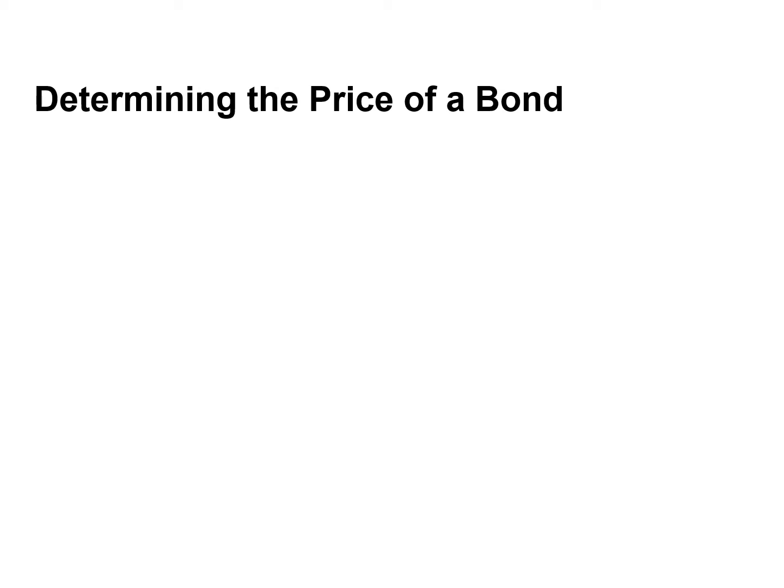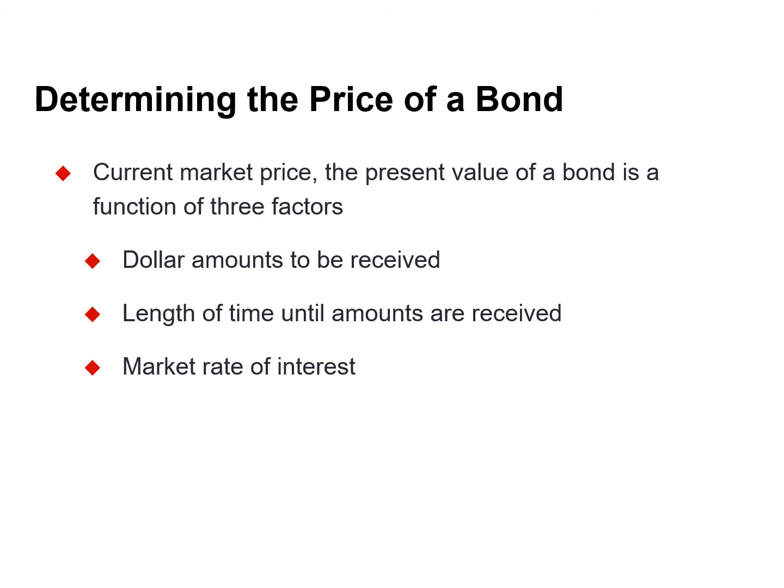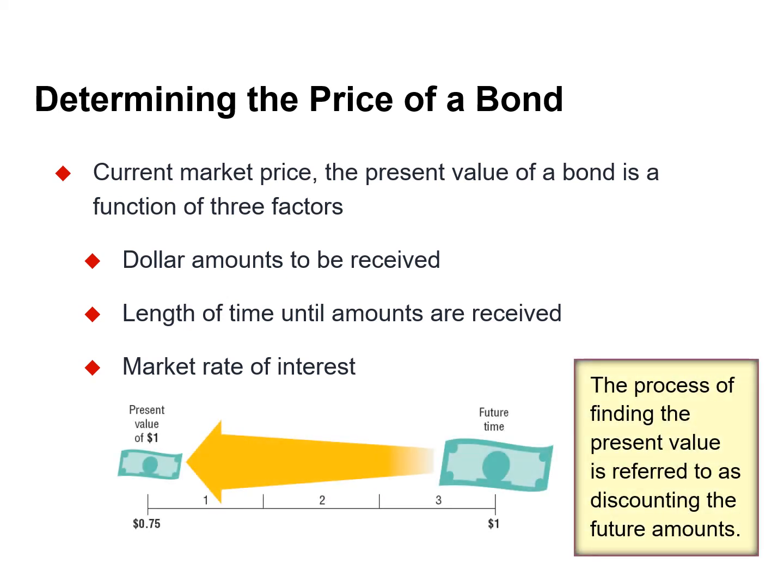A bond payable is simply a promise to pay a stream of payments over time, the interest payment, as well as a fixed amount at maturity, the principal. The current market price, or present value, of a bond is the value at which it should sell. Market price is a function of 3 factors that determine present value: the dollar amounts to be received, the length of time, and lastly, the market rate of interest, which is the rate investors demand for loaning funds. The process of finding the present value is referred to as discounting the future amounts.